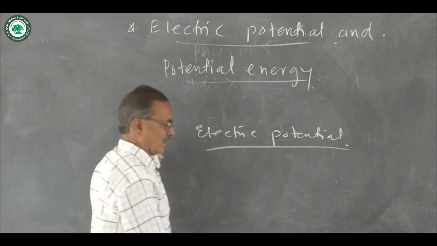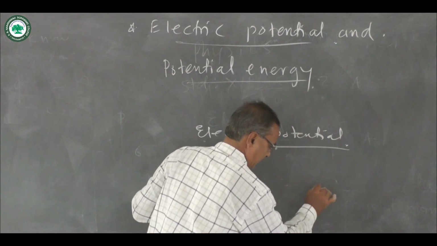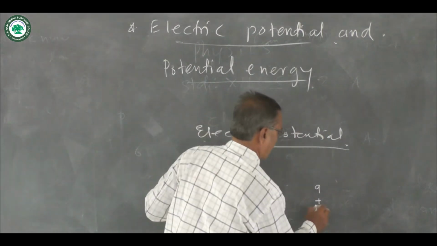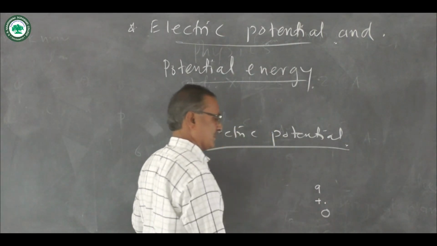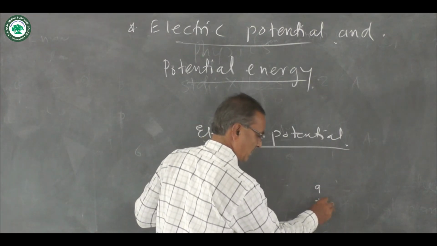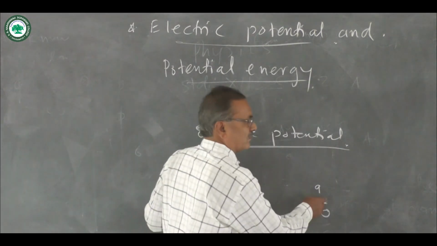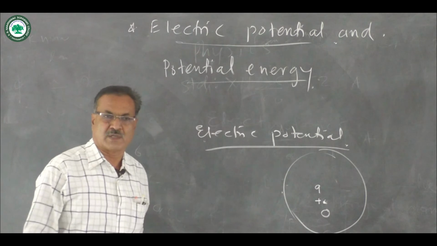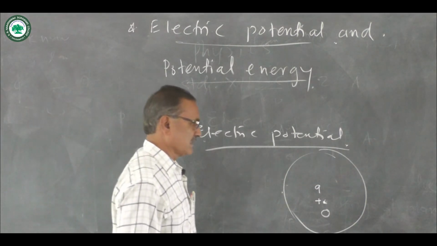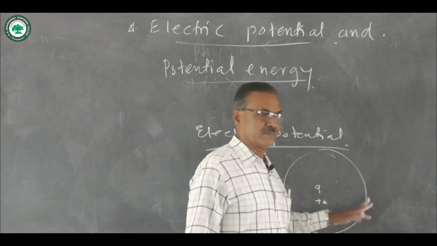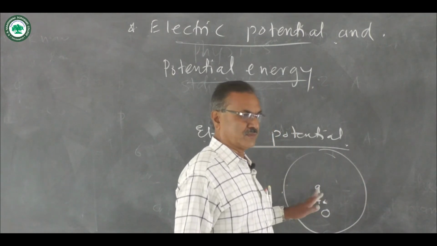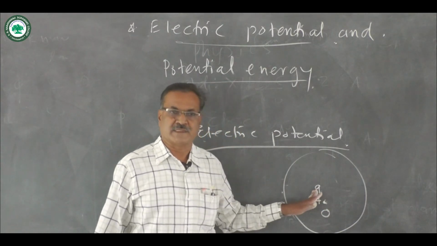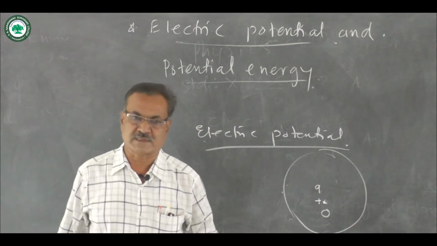suppose a positive charge is placed at point O. This positive charge produces electric field surrounding its space. Now this is the sphere of influence of electric field, produced by this positive charge. We know like charges are repelled, unlike charges are attracted.